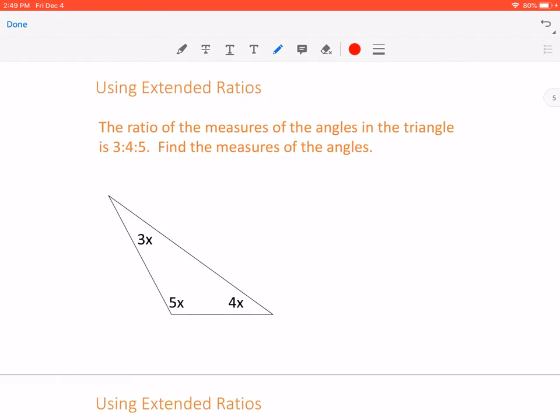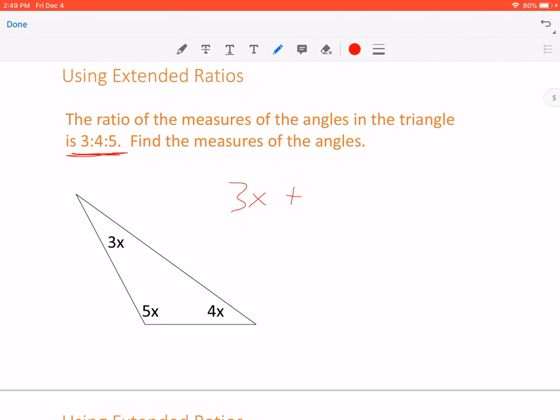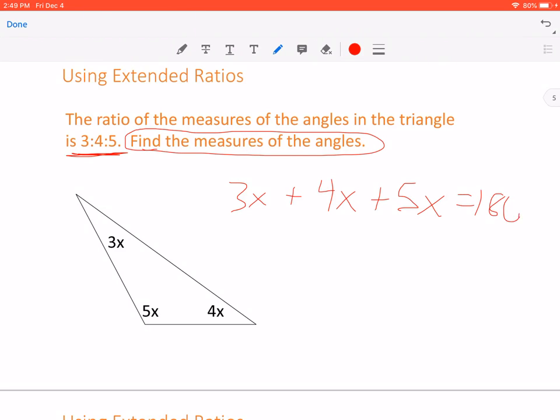All right, so look at this one. You can draw the triangle if you want to. But what it's telling me is the ratio of the measures of the angles in the triangle is now 3 to 4 to 5. So again, all you need to do is attach an x to them. So I've got 3x plus 4x plus 5x. Find the measure of the angles. What do all the angles in the triangle add up to? 180. These problems are always the same, so clean it up. 3x and 4x is 7x, 7x and 5x is 12x, equals 180.